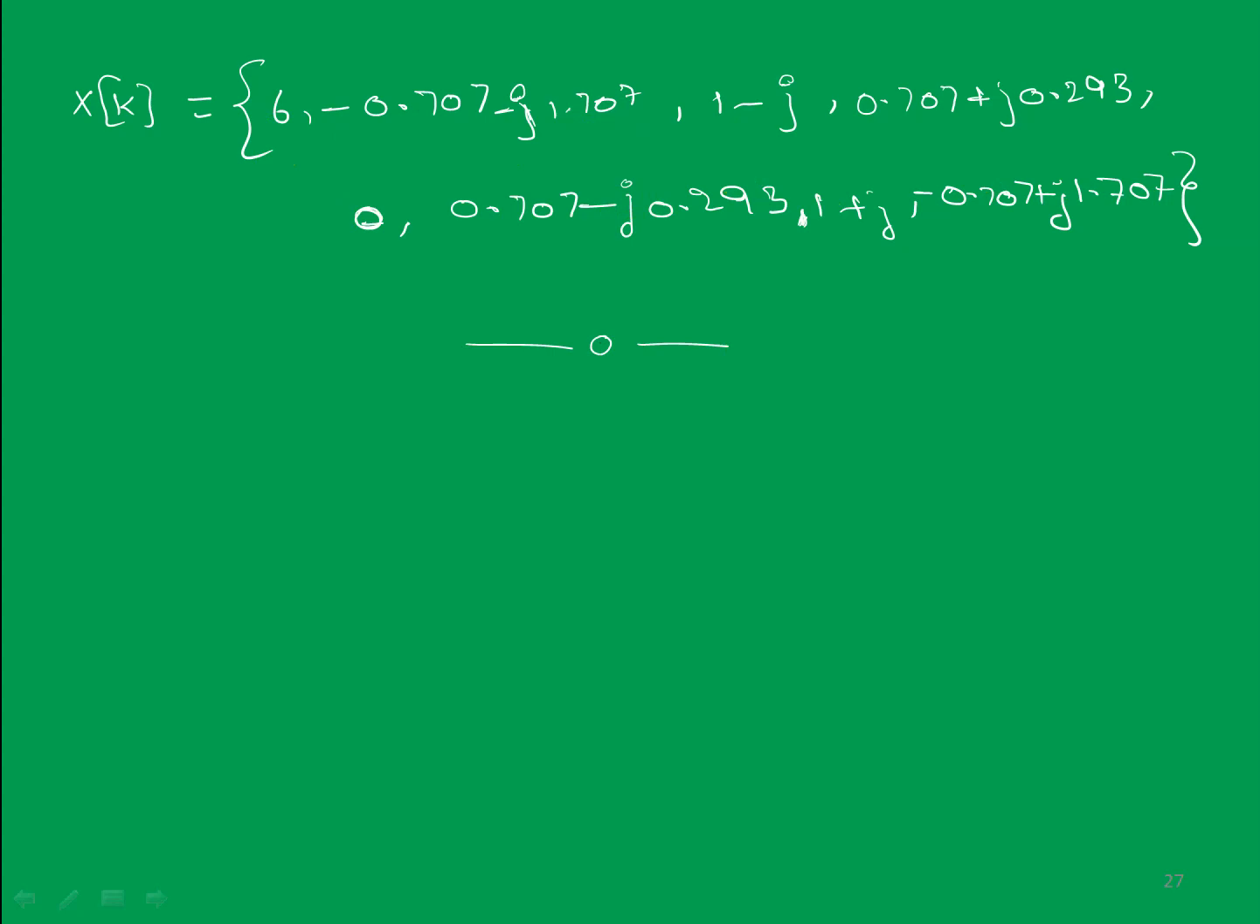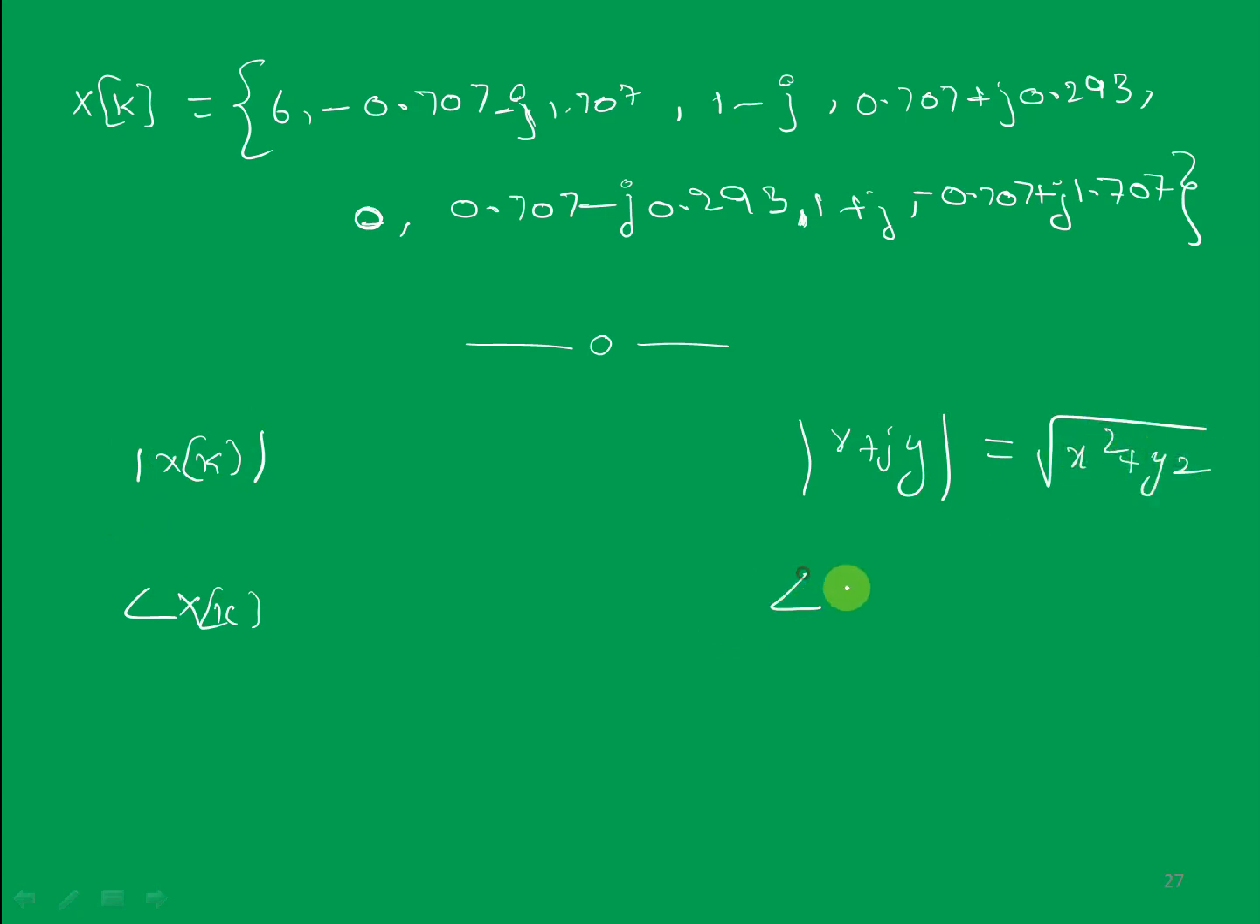Now if they ask you to draw the frequency spectrum, you just find the mod of x of k and the angle of x of k. You know that for the x plus jy form, the mod is the square root of x square plus y square, and the angle is tan inverse of y by x. Follow this and find the 8 magnitude values, and also find the angle values.